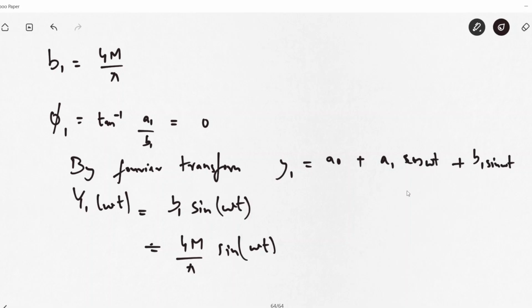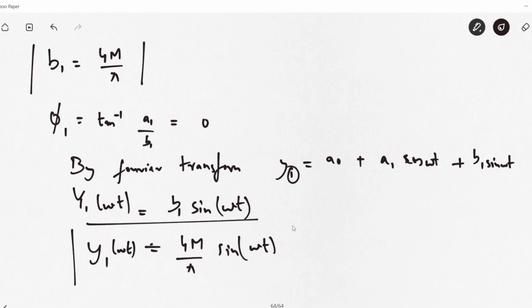By Fourier transform, y1 will be equal to a naught plus a1 cos omega t plus b1 sin omega t. Only a1 and b1, no summation, because we are dealing only with the fundamental component, that's y1. Since a naught and a1 in this case are 0, this is b1 sin omega t. b1 we have already found out, it is equal to 4m by pi. So y1 of omega t is equal to 4m by pi sine of omega t, and phi 1 is equal to 0.